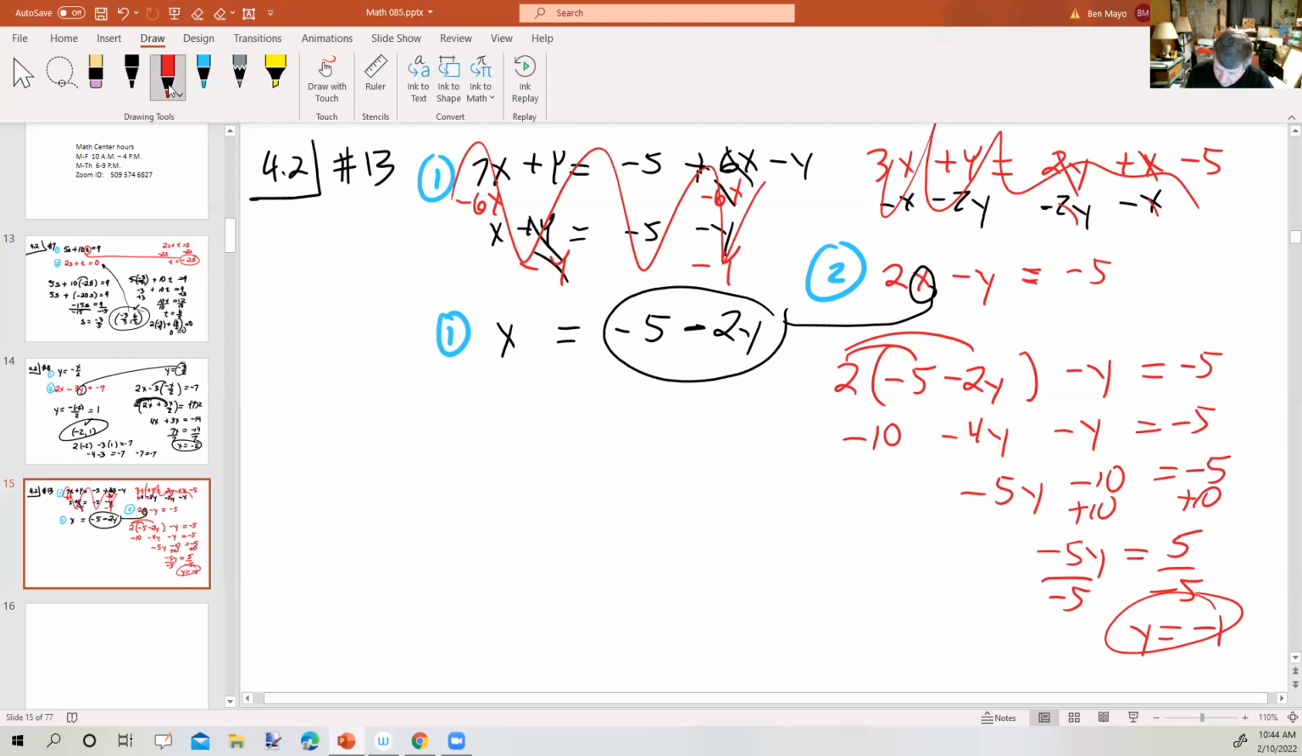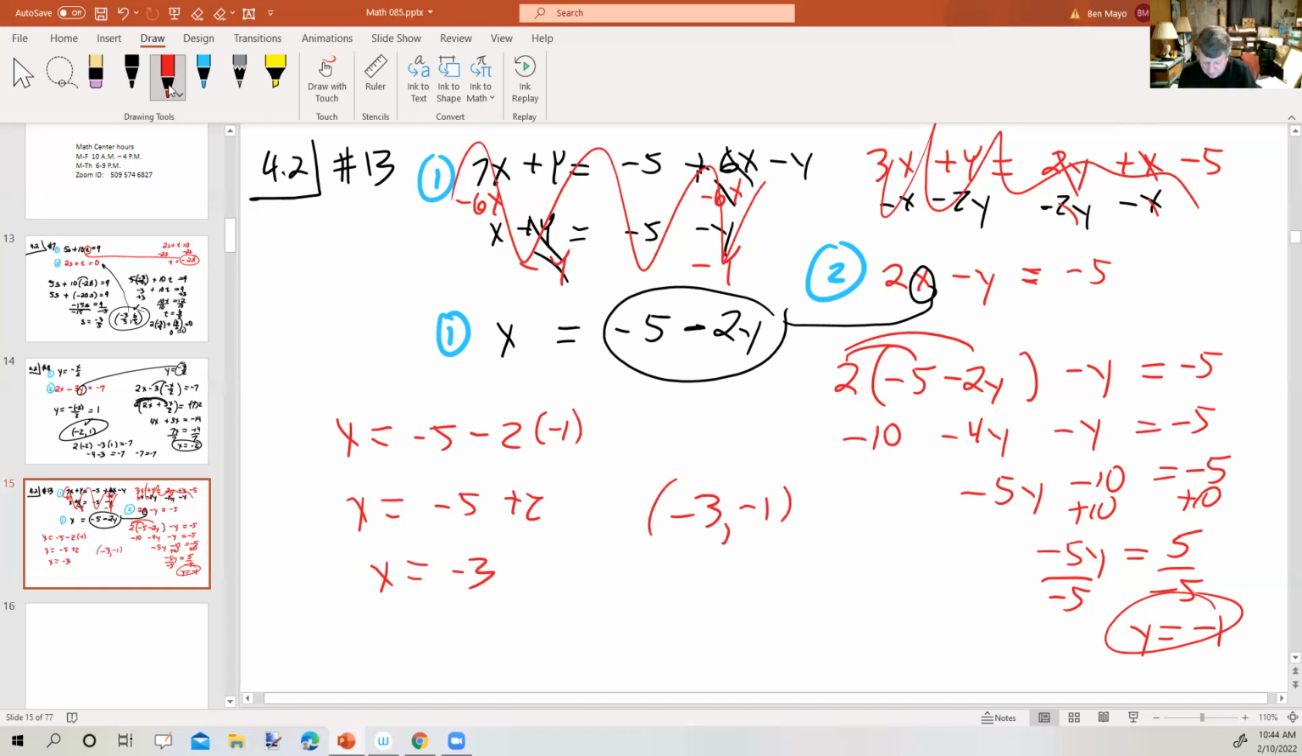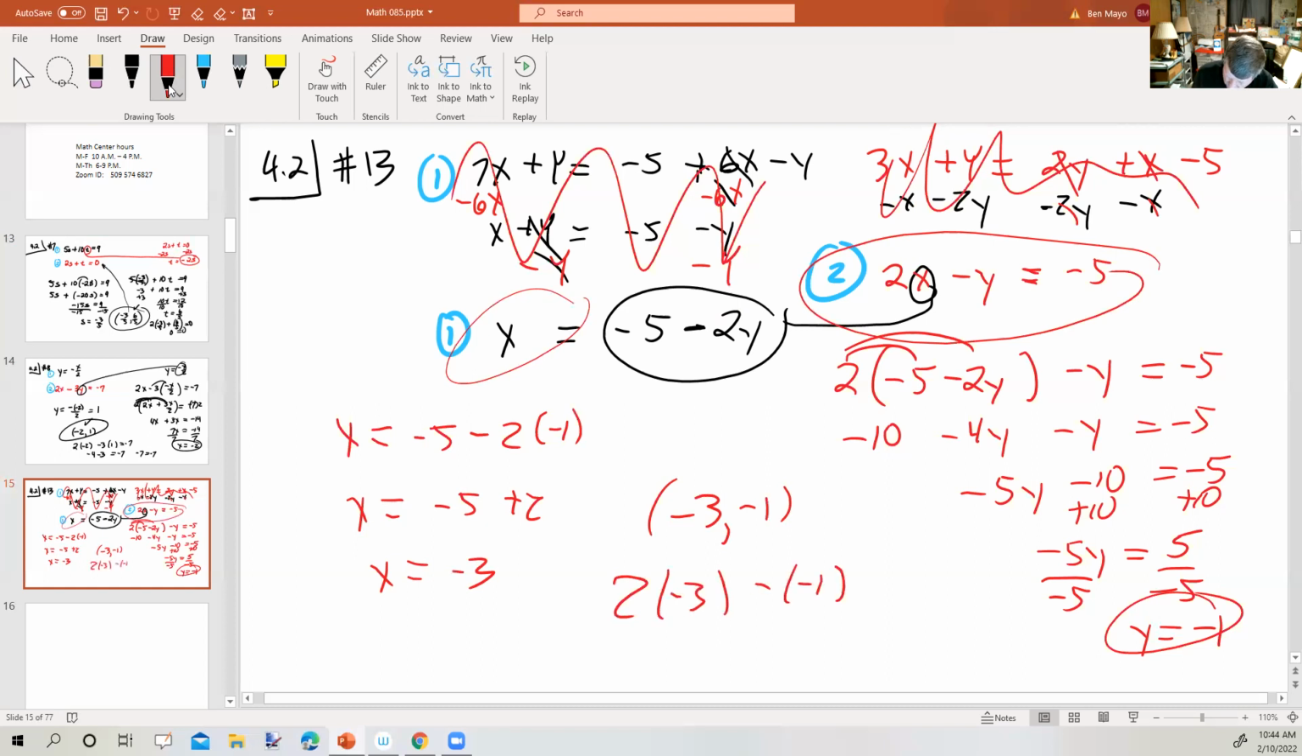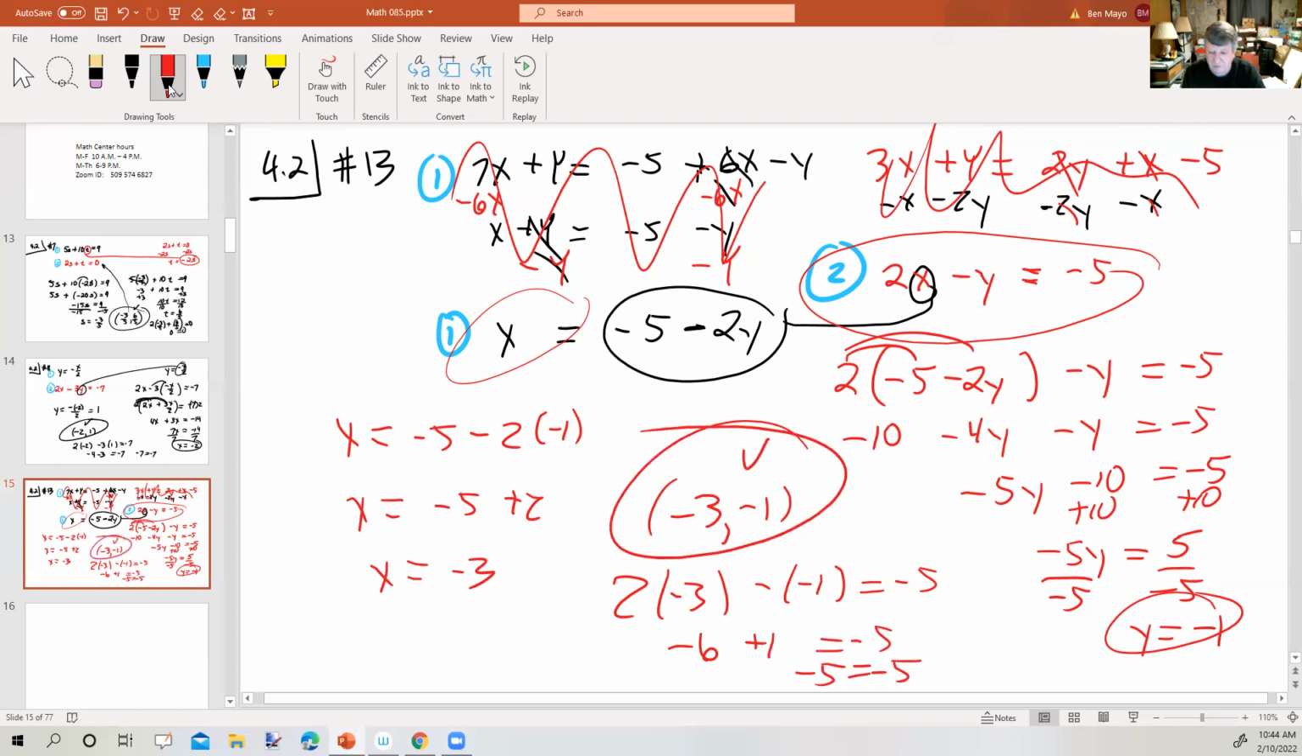So if y is -1, I'll put it into equation 1 here. X equals -5 minus 2 times -1. X equals -5 plus 2. X equals -3. So it looks as though my solution is -3, -1. Now, I plug this into this equation. Let's check it in this equation. 2 times x minus y equals -5, -6 plus 1 equals -5, -5 equals -5, and it checks.